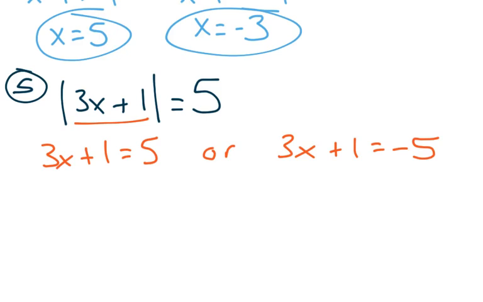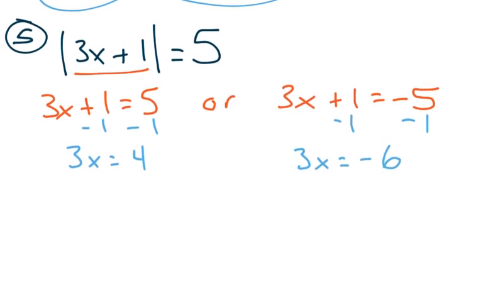Okay? Again, we have a two-step equation, actually two of them, and the steps to solving them both are the same, but our answers are going to be different just because one's equal to 5, one's equal to -5. So the first step, we're going to subtract 1: 3x is equal to 4, and 3x is equal to -6. Our steps are the same, divide both sides by 3, 3's cancel, x equals.